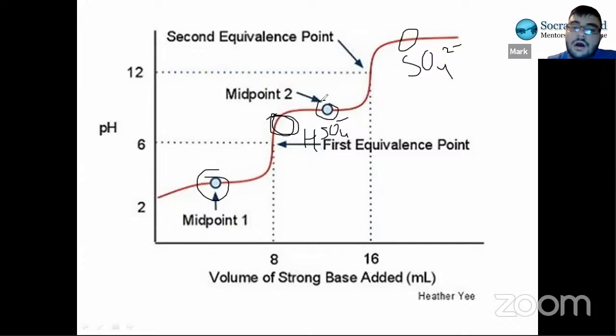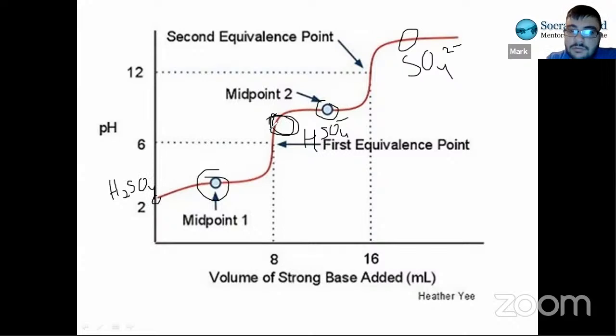The midpoint is when the concentrations of acid and conjugate base are equal. The equivalence point considers the acid with the total amount of base you're adding. However, the midpoint is more about the acid itself. So we know that at the start, it's only H2SO4.